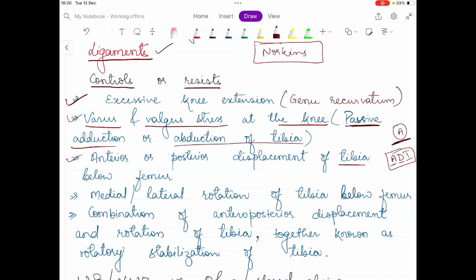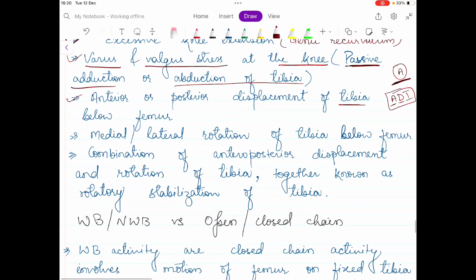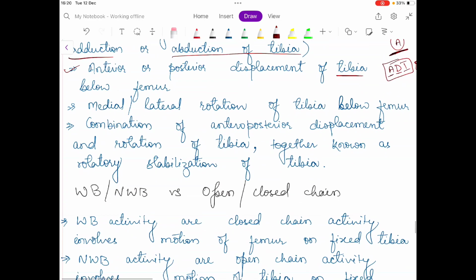The answer is ligament. We will talk about which particular ligament does that in detail just after this part. By the way, the answer is medial collateral ligament. We will talk about it in detail in this video only. Now the next function of the ligament is it controls the medial and the lateral rotation of the tibia below the femur. So it also controls the range of motion of the medial rotation and the lateral rotation of the tibia. It just makes sure that it doesn't cross the normal range of motion.